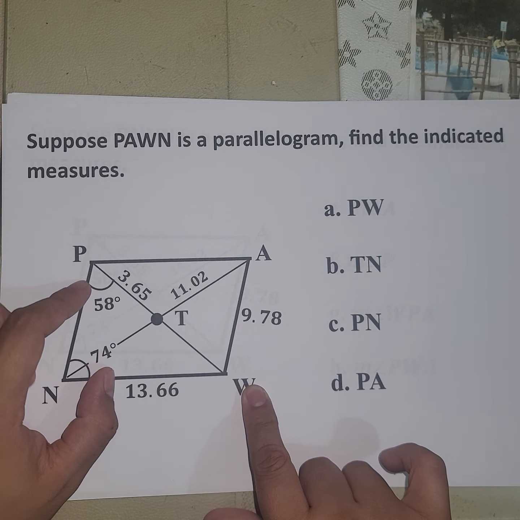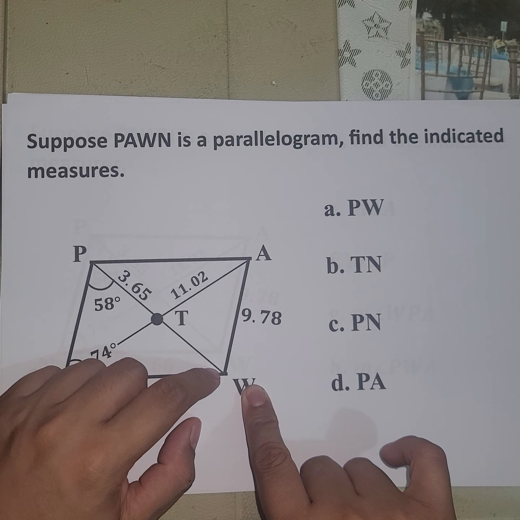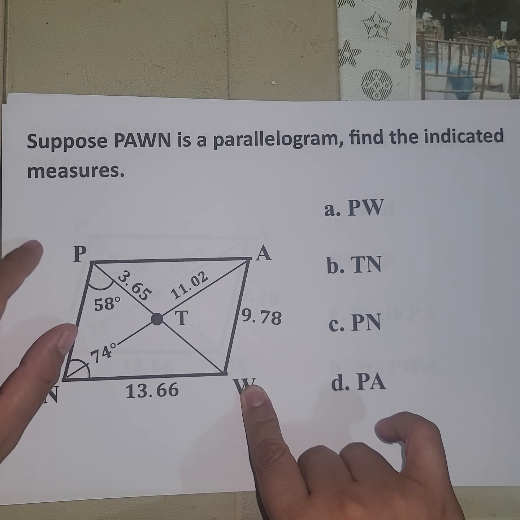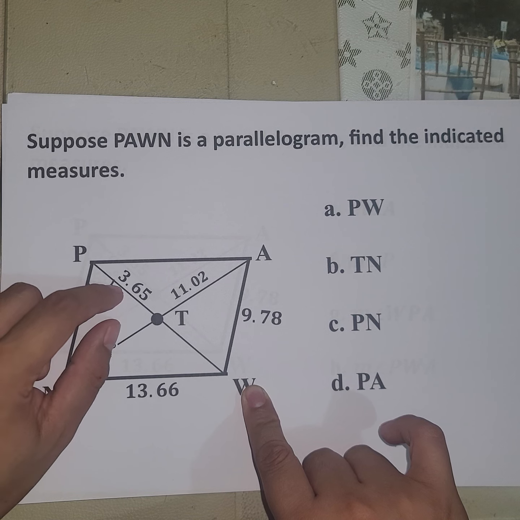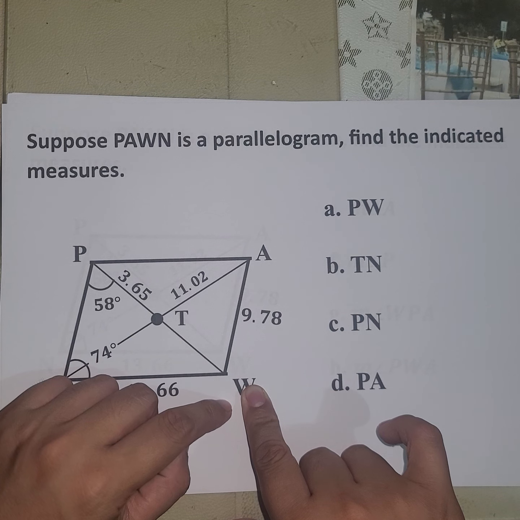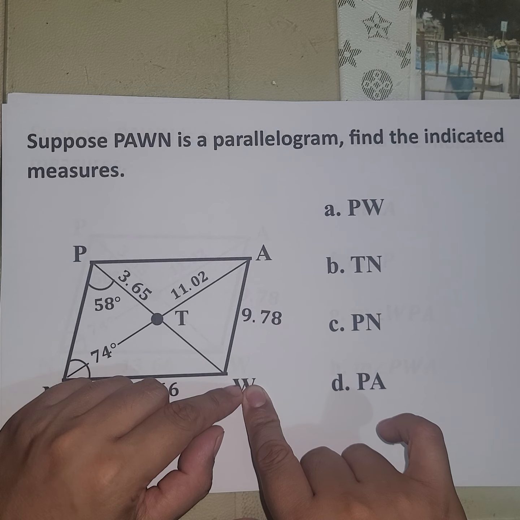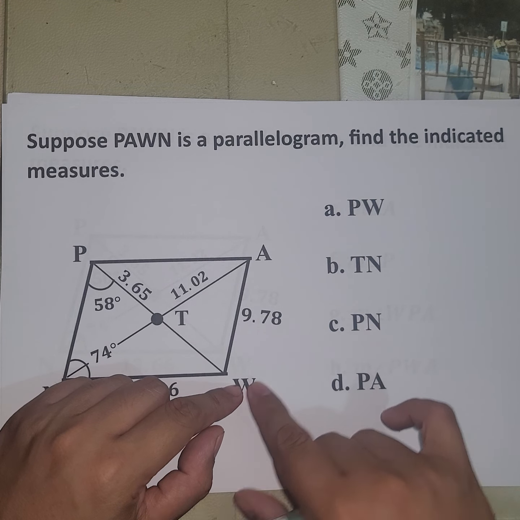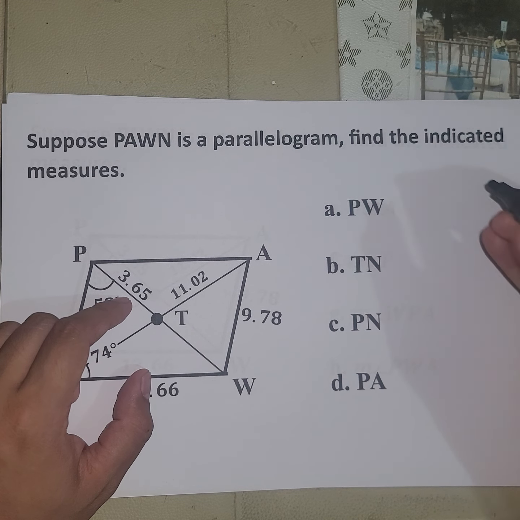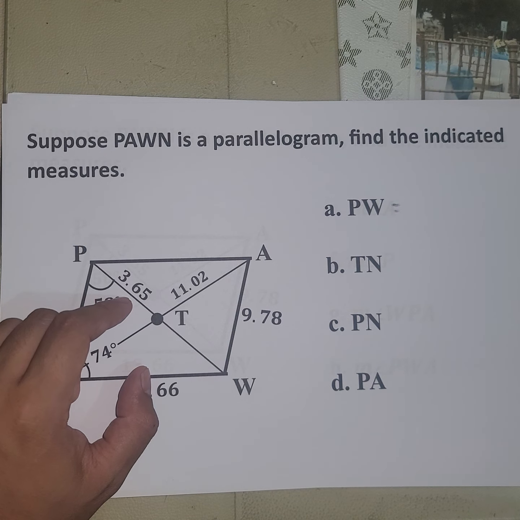So, ano yung dalawang equal parts na yun? We have PT and TW. So, paano natin gagawin? Pinapahanap the PW. Kung ang PT ay 3.65, it means TW is also 3.65 because PT is congruent to TW. Para makuha natin ang PW, i-add lang natin yung 3.65.